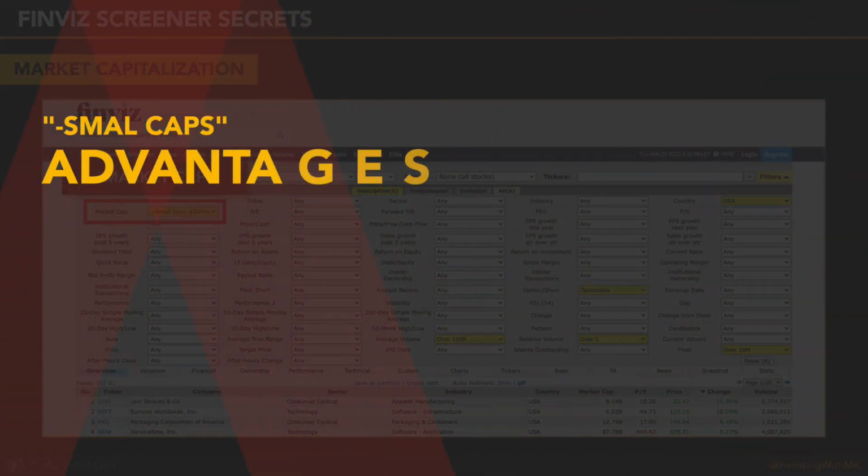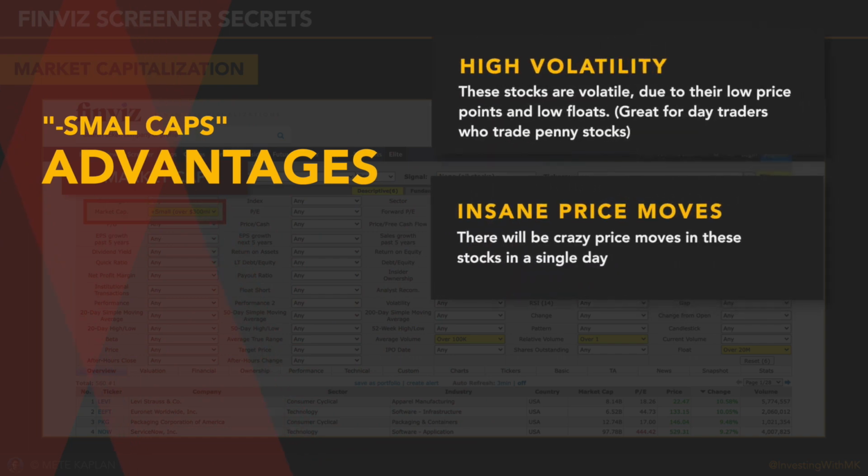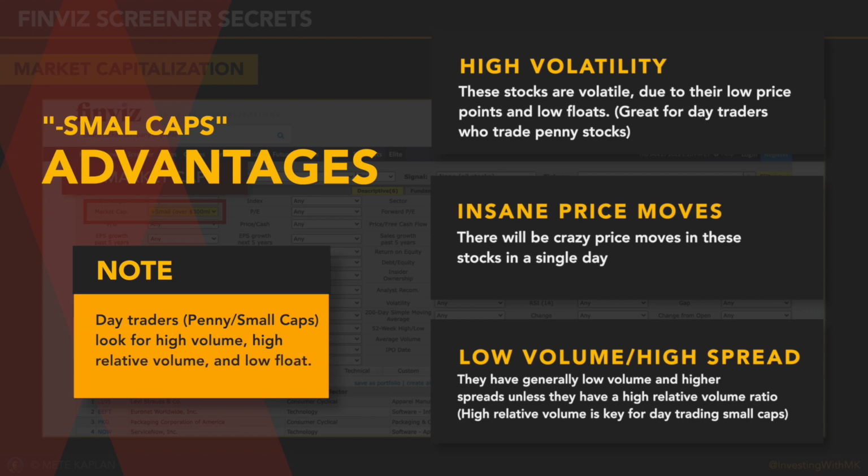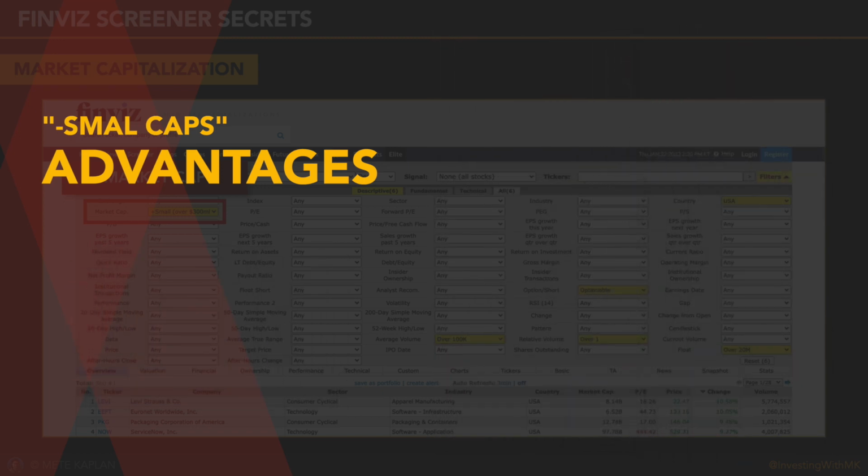Small caps and less than small caps. These stocks are volatile due to their low price points and low floats. There will be crazy price moves in these stocks in a single day. They have generally low volume and higher spreads, unless they have a high relative volume ratio. Relative volume is key for trading small caps and less than small cap stocks. This is where penny and small caps traders step in. This is where people grow their small accounts by taking high risks.